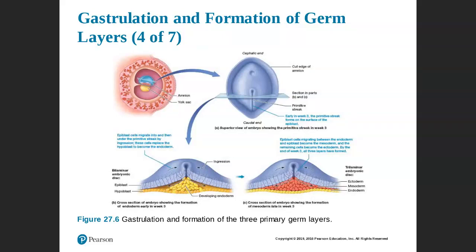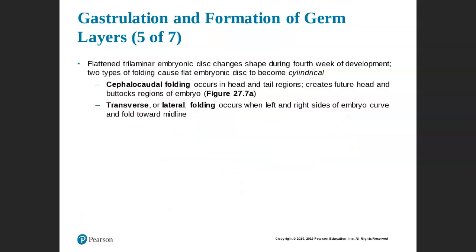And then here on the right is a cross-sectional view of the embryo showing the formation of the mesoderm late in the 3rd week. So there's your trilaminar embryonic disc showing the ectoderm out here, mesoderm, and the endoderm. The epiblast cells migrate between the endoderm and the epiblast to become the mesoderm, and the remaining cells then become the ectoderm. The ectoderm, of course, eventually is going to become the nervous system and the skin, mesoderm the muscle and connective tissues, and the endoderm will be the lining of your GI tract and your GU system, as well as your respiratory system.